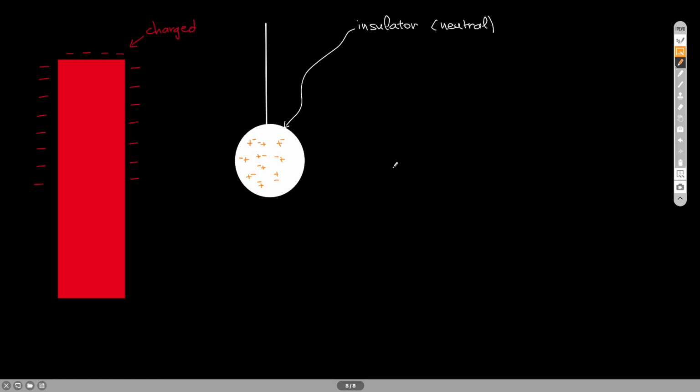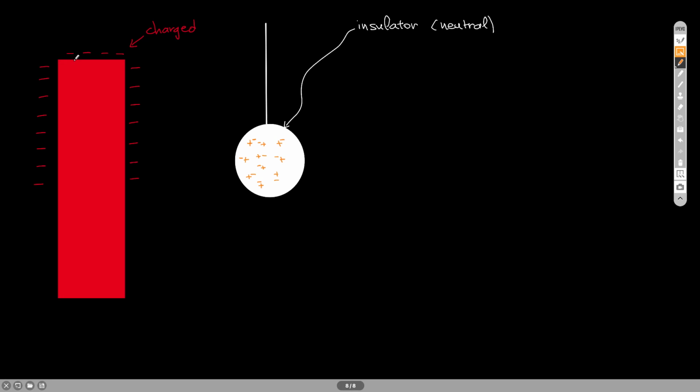Now, this is how I can describe an insulating material. The electrons that are present in the insulator need to be near their nuclei. They cannot move far away. They can move a little bit, but they cannot move far away like they can in conductors. So what happens when I bring a charged object like a charged rod near an insulating object, an insulating sphere in this case, and it is neutral?